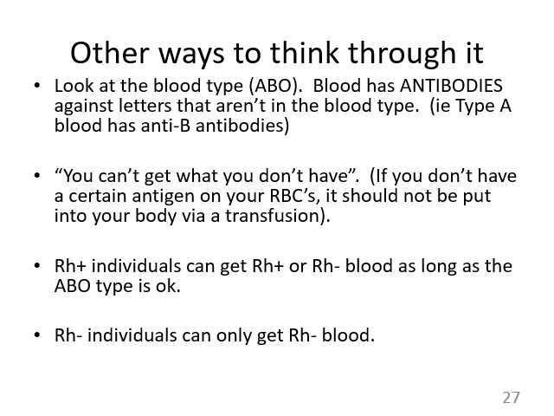So, some other ways to think through it. Again, look at your blood type. Blood has antibodies against letters that aren't there. So type A blood, anti-B antibodies. We've said that a bunch of times now. Always think about it: you can't get what you don't have. If you do not have this antigen in your body, I should not put it in you. You will attack it. If you're Rh positive, you can get positive or negative blood as long as the ABO type works. Rh negative can only get negative blood, because remember, that Rh negative person is going to have antibodies that attack that Rh antigen if we put it in their body.